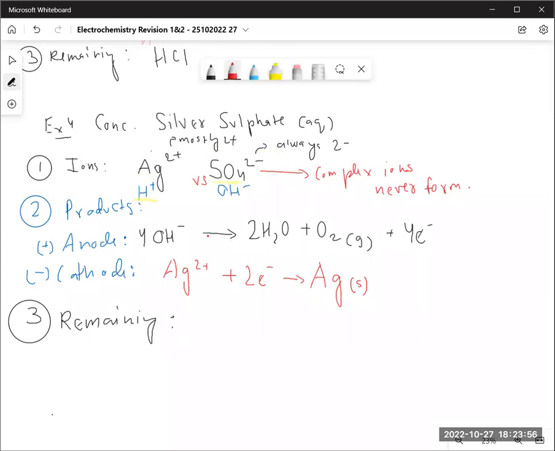So what is left in the equation? H plus and SO4 2 minus, which will add up together to give me H2SO4, because we need two of these. So in the solution, we have H2SO4 remaining.